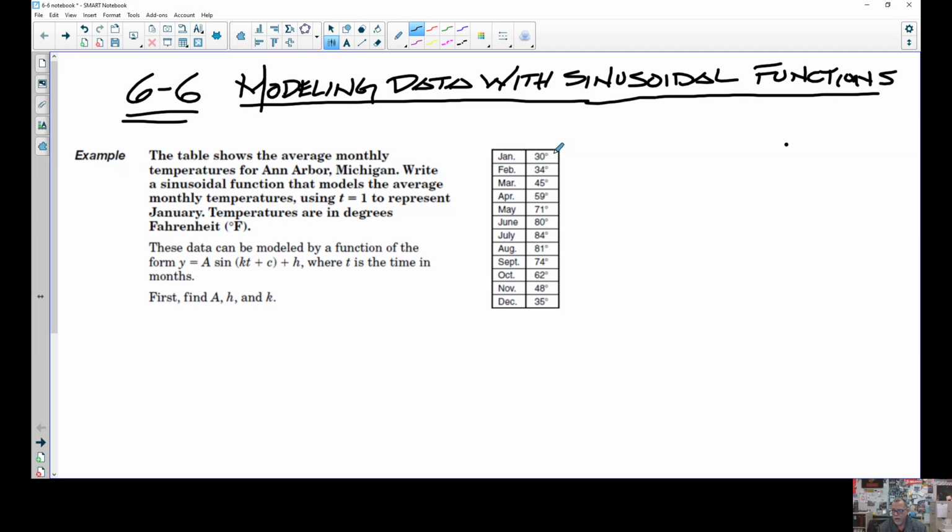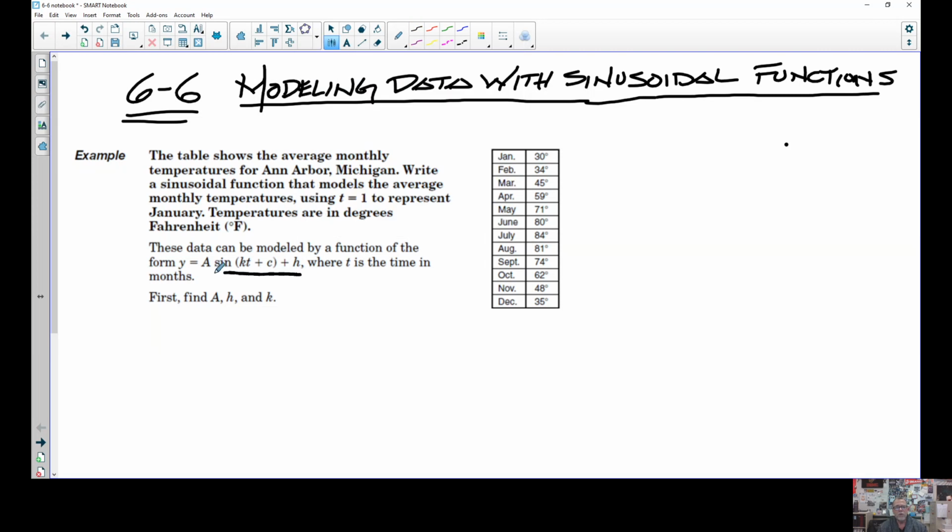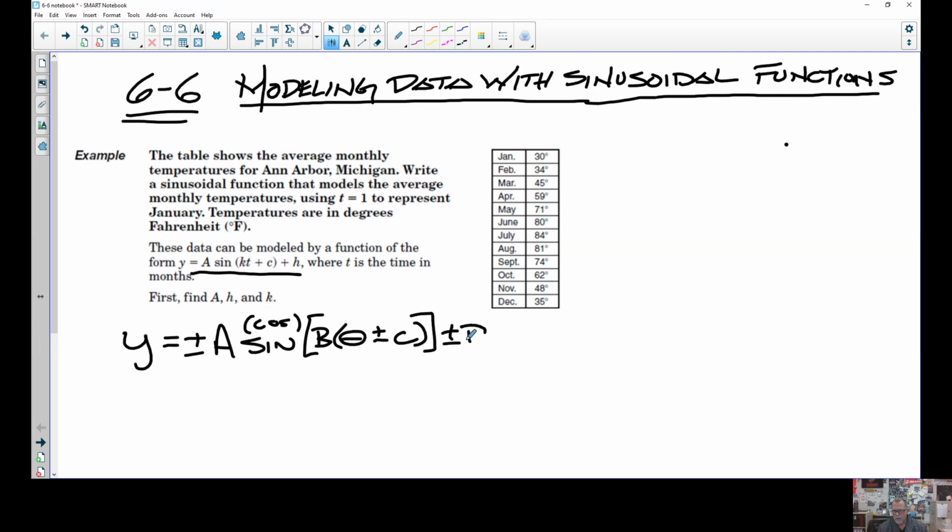When they say sinusoidal functions, again, I want to reiterate, you can use sine or cosine. We try to find a function that fits. The first thing I'm going to look at, and I want to adjust slightly from what they tell you to use, is this function. What we've been using is y equals plus or minus a sine, and this could be cosine, of, in parentheses, b times theta plus or minus c, and plus or minus d. C moves it left or right, plus or minus d moves it up or down.